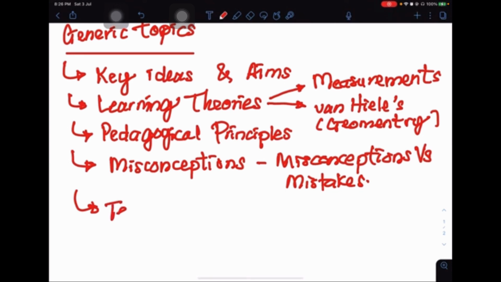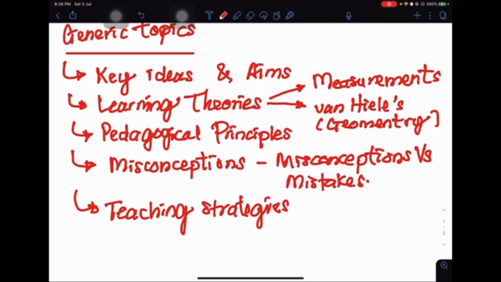And after misconceptions, we have teaching strategies. These teaching strategies would be a guide for you, especially when you want to design any form of activity.